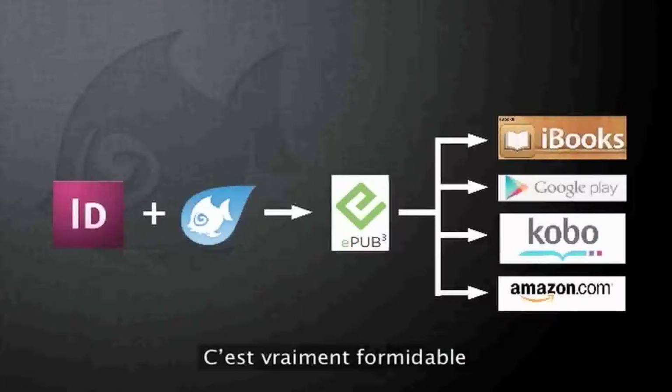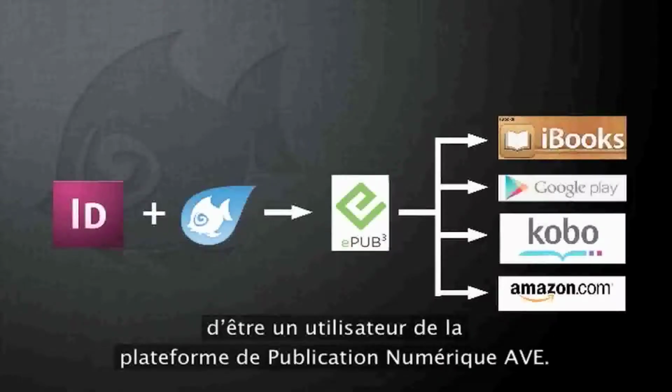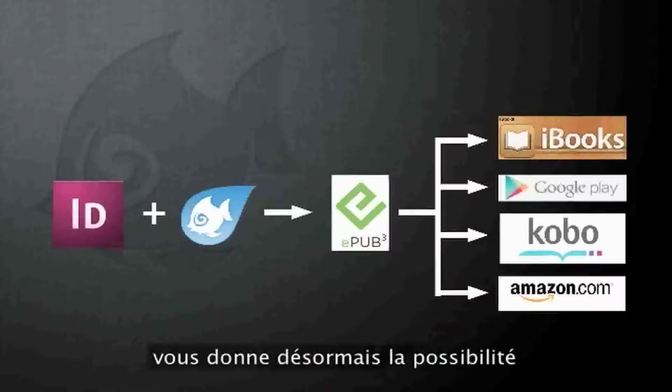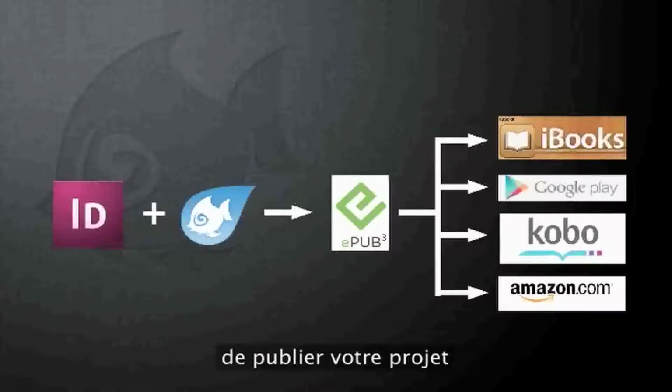Welcome. This is a really amazing time to be an AVE digital publishing platform user. Version 2.0 now gives you the power to publish your project to the new ePUB3 format, suitable for distribution in standard marketplaces such as iBookstore, Amazon, Google Play, and Kobo.